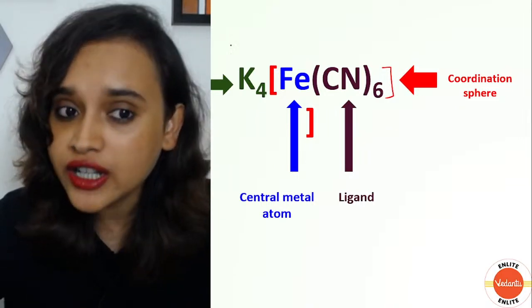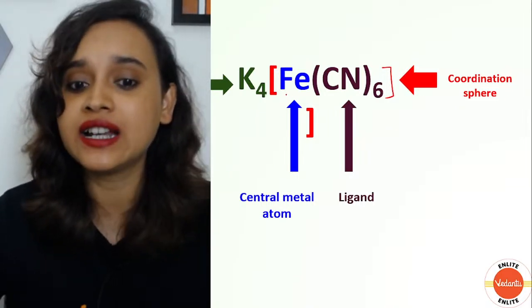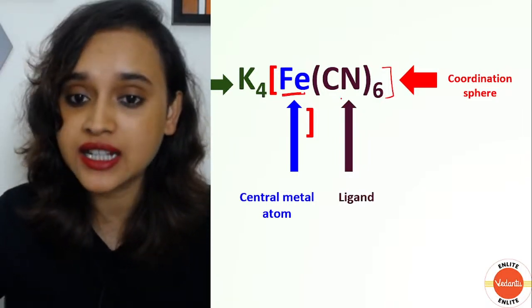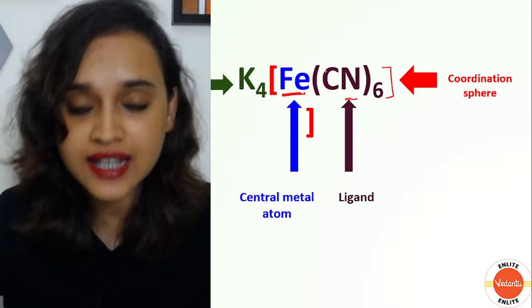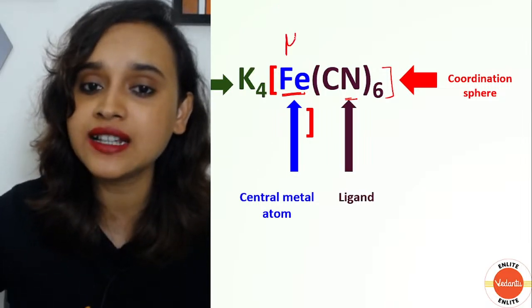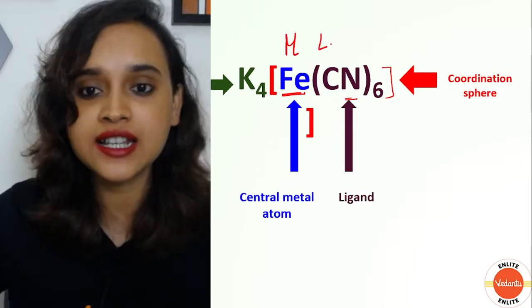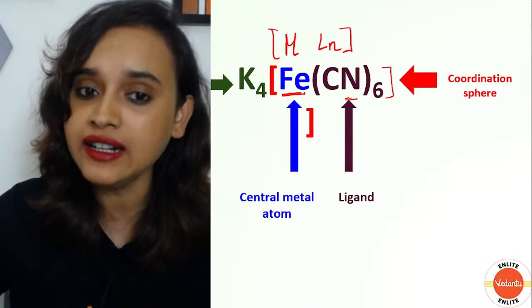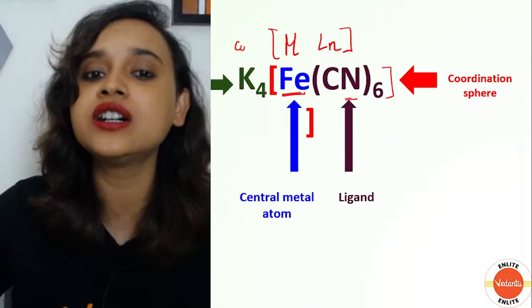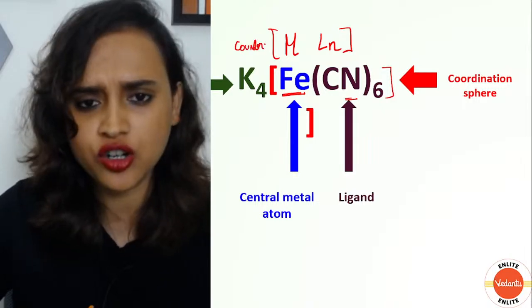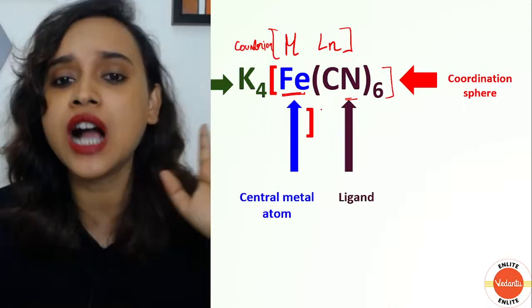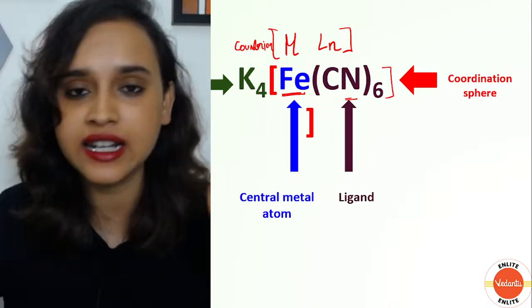Now, in a coordination compound, you will always see a central metal atom, and with the central metal atom, you will also see a ligand. So, if I have to generalize it, I will write it as M, that is my metal, then Ln, that is my ligand. And there is always a counter ion. Okay, not always, by the way. I said it wrong. There's not always a counter ion, but sometimes there is also a counter ion. Is this clear?